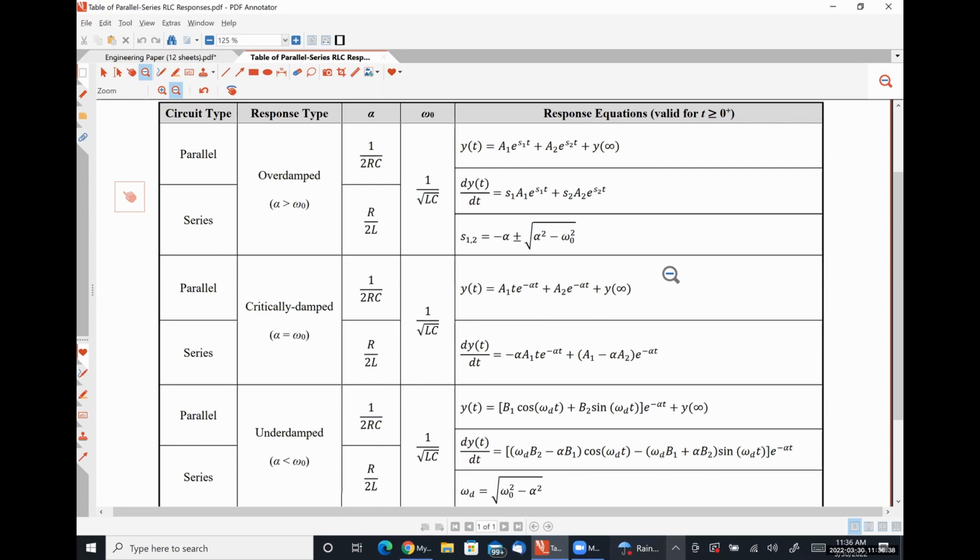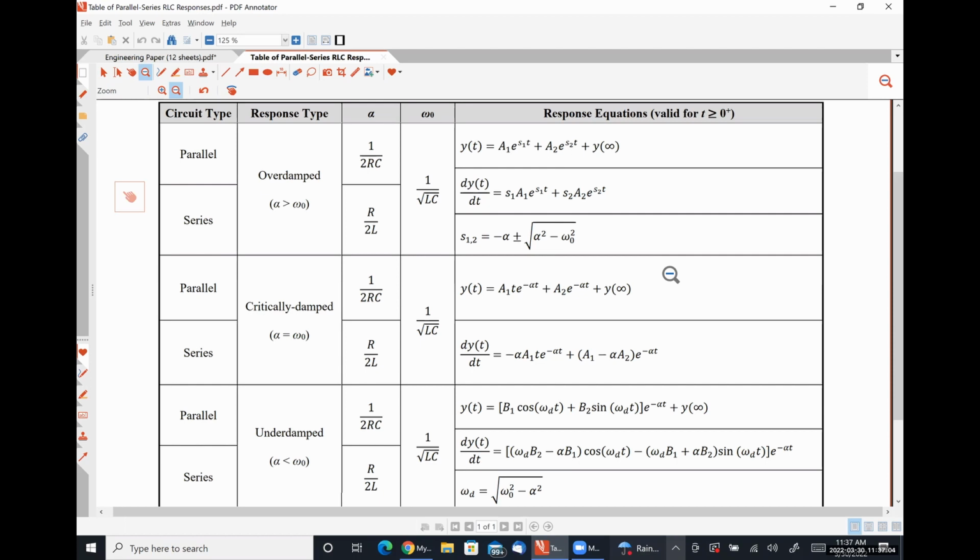Then I give you the derivative of this response equation. We're going to talk about how that comes into play in a little bit. So the goal here is that you should be able to use the table and never have to do any of the derivatives or anything like that yourself. I give you a similar amount of information for critically damped parallel and series RLC circuits and underdamped parallel and series RLC circuits.